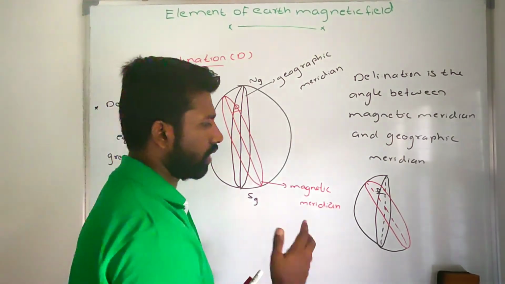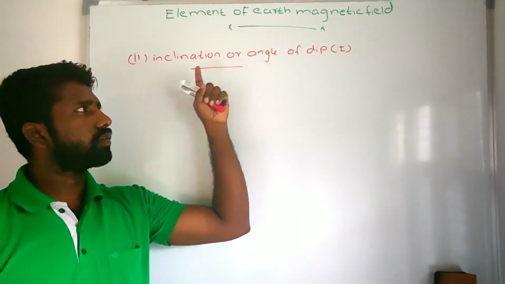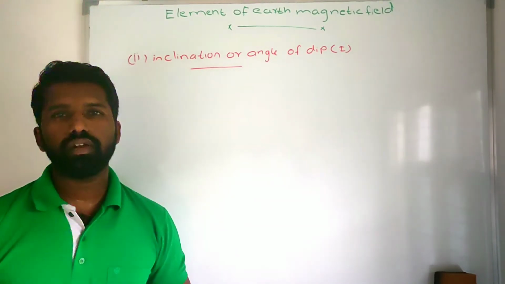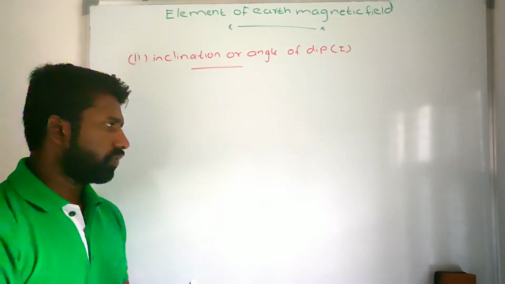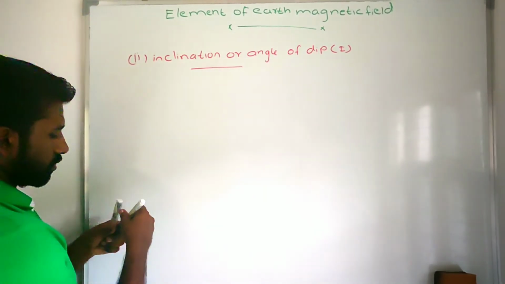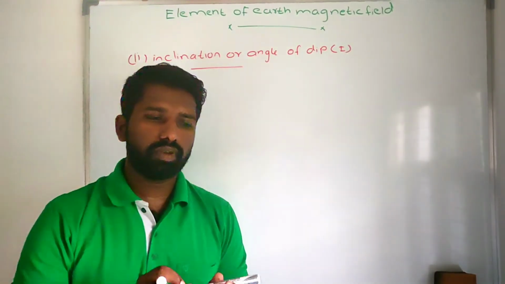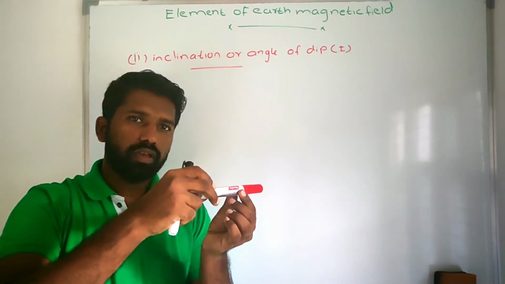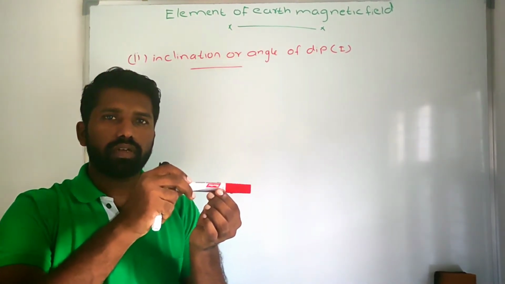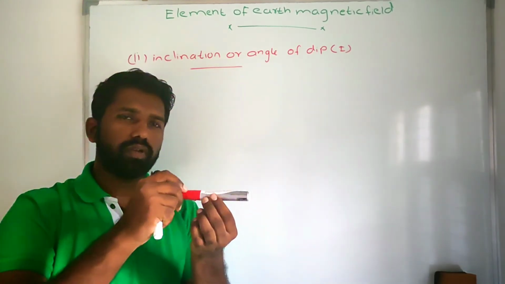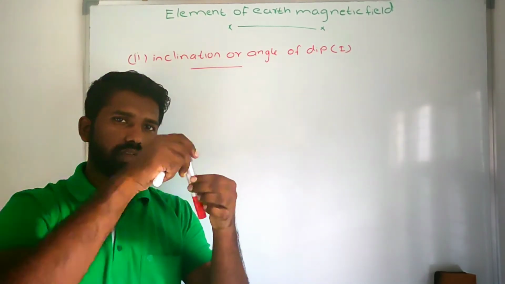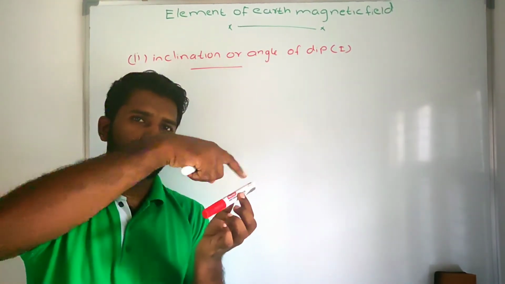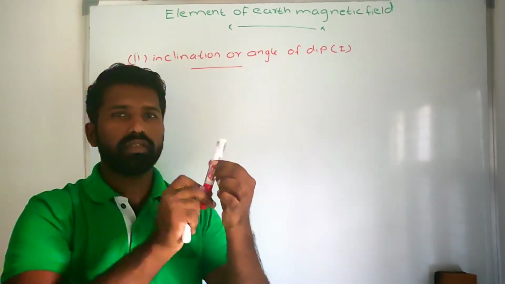Next we will see the inclination or angle of dip. I took a vertical freedom compass. What is meant by a vertical freedom compass? Look at it like this. Previously, this was a horizontal freedom compass needle. If we consider it as vertical freedom, how will it rotate? Like this it will rotate, in the vertical plane. Horizontal freedom means it rotates like this. Vertical freedom means it rotates like this.